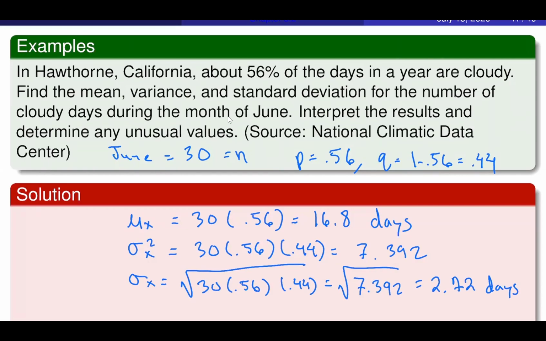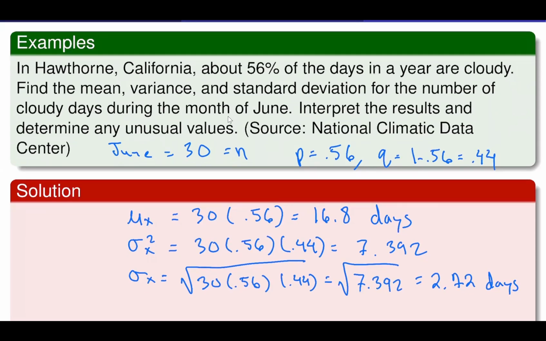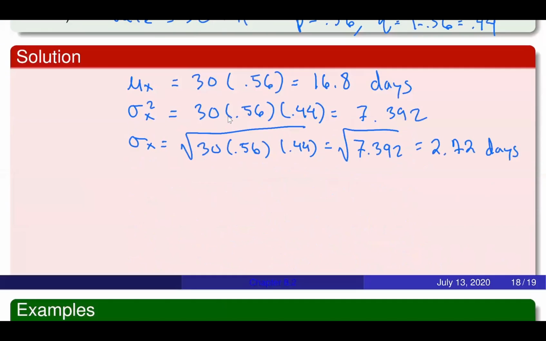If you look at the mean, variance, and standard deviation, it shouldn't be that hard. You just do n times p times q to get the variance, or you do the square root of n times p times q to get the standard deviation. All right, any question for this last problem? All right, let's go to the next problem.